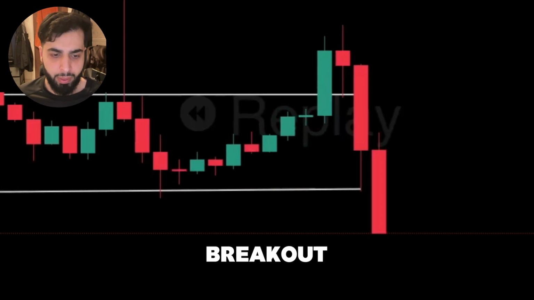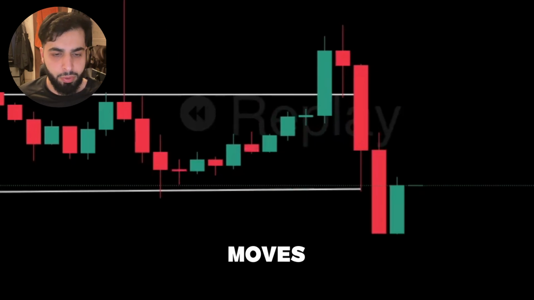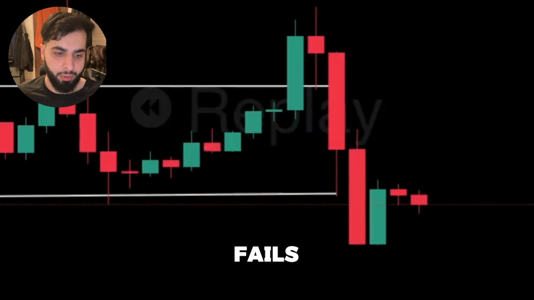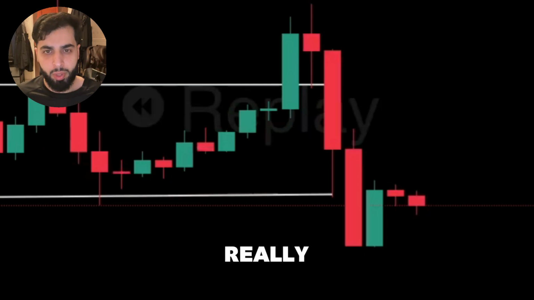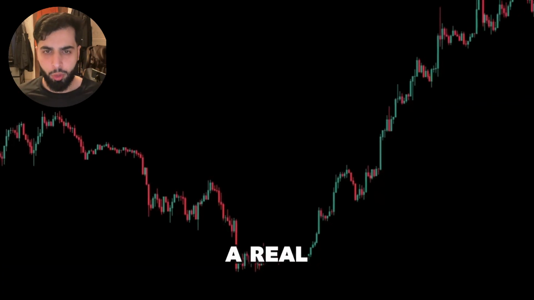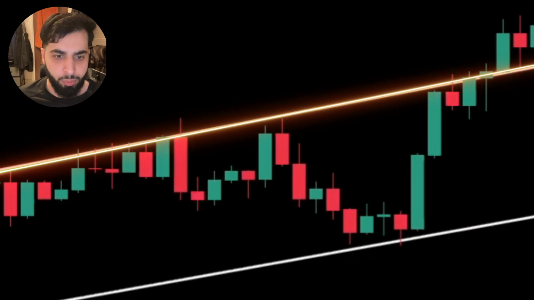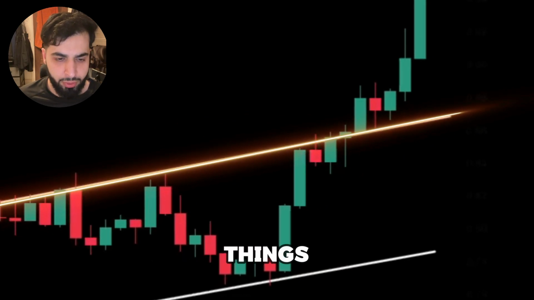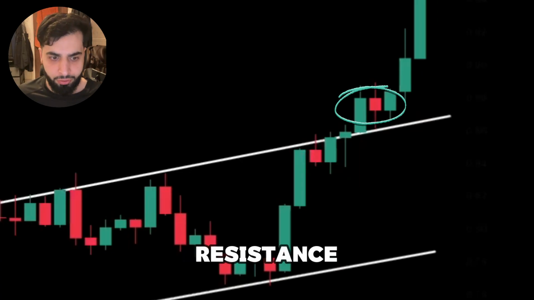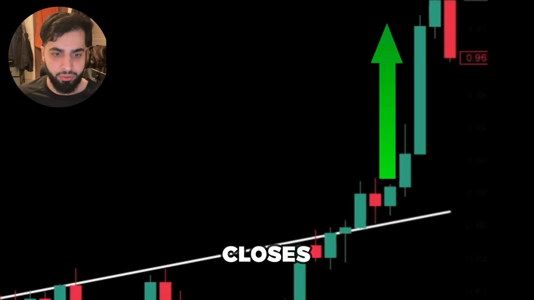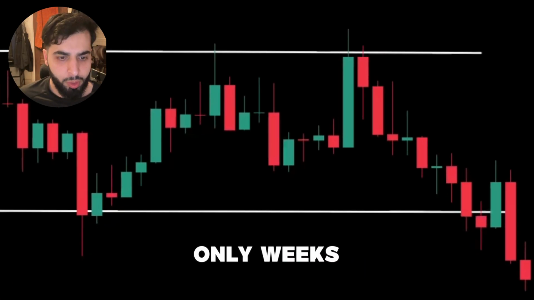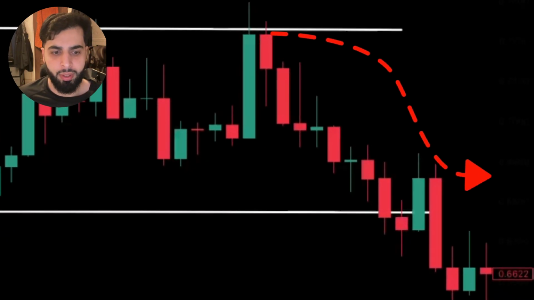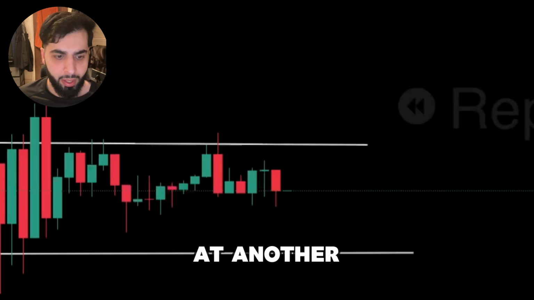This is where a false breakout pattern happens. Price briefly moves above resistance, but sellers immediately step back in and push it back down. The breakout fails. This is why waiting for confirmation really matters. So how do we confirm a real breakout? We look at how price closes relative to the resistance zone. A valid breakout usually shows one of two things: a strong close above resistance or multiple consecutive closes holding above the zone. If price only wicks above resistance and closes back inside, that's rejection, not strength, and that's a warning sign.